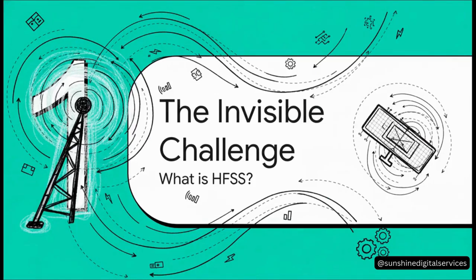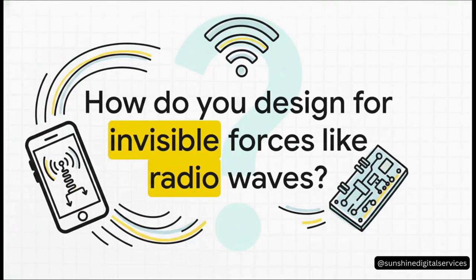Before we can appreciate the solution, we really need to understand the fundamental challenge engineers are up against when they're working with wireless tech. Really think about that for a second. You can't see a Wi-Fi signal. You can't touch it. You can't hold a 5G radio wave in your hand. So how on earth do you engineer a tiny, incredibly complex antenna system for a new smartphone and be absolutely sure it's going to work before spending millions of dollars to actually build it?